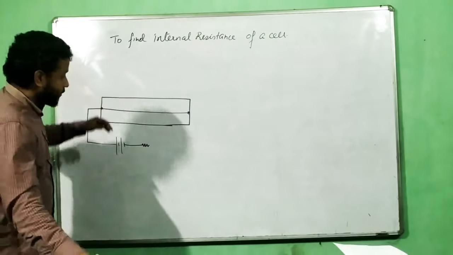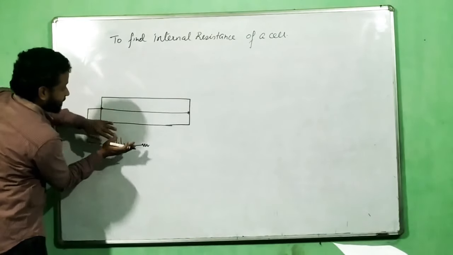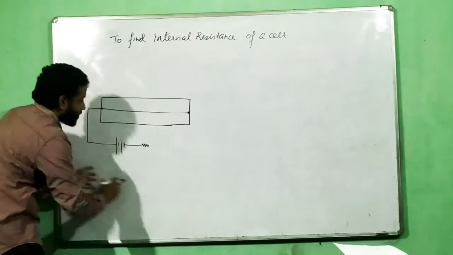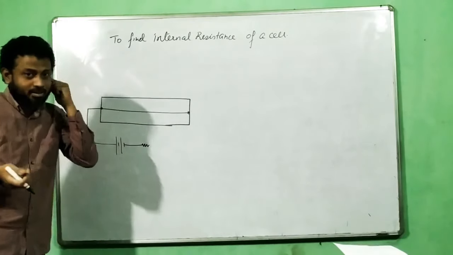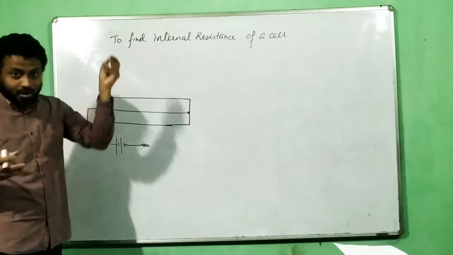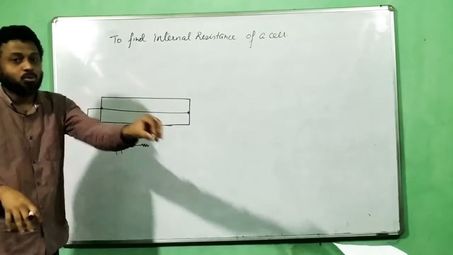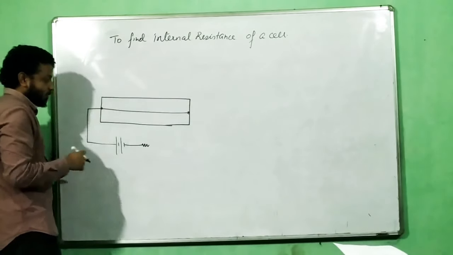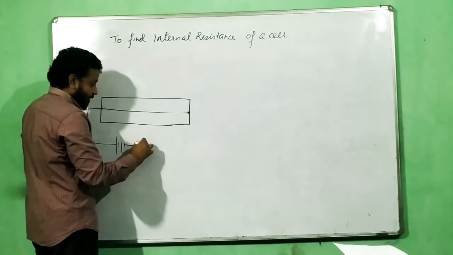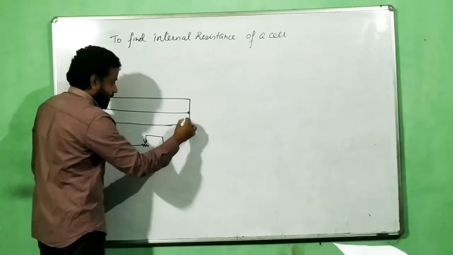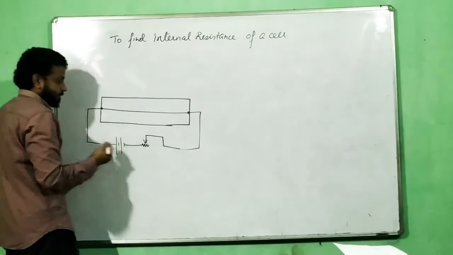Sometimes in a question this whole thing is upside down. The primary part is drawn here, secondary part is drawn here. How to identify the secondary part? From the secondary part, the galvanometer starts, the jockey starts and goes to the primary part. So that's how we can identify. And then this is your rheostat over here.